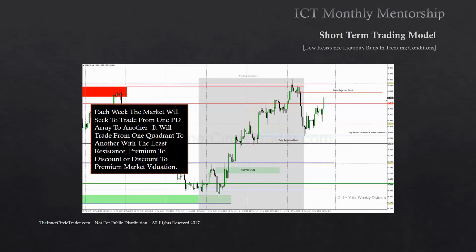we can see that each week the market we trade is going to seek to trade from one PD array to another. It will trade from one quadrant to another with the least resistance. It can move from premium to discount or discount to premium market valuation. Now, the determination of whether it's going to move higher or lower is based on where we're trading at the time when you're sitting in front of the charts.